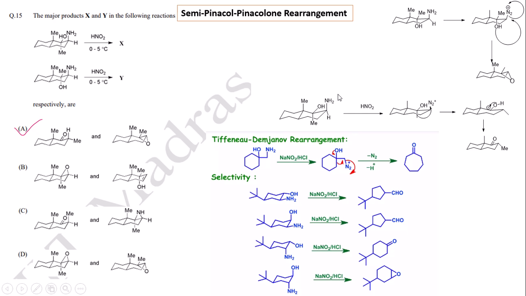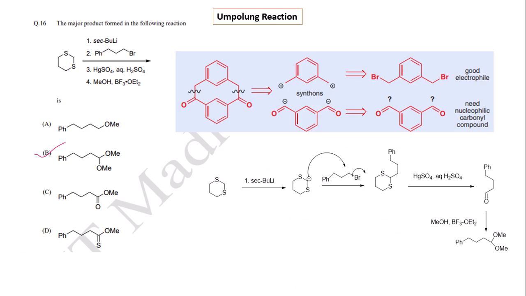Here the hydroxyamine group, after the nitrous acid reaction, produces nitrogen gas, and then the methyl group migrates anti to the nitrogen and produces the carbocation intermediate, and then this carbocation undergoes resonance to produce the carbonyl compound. Similarly, the semipinacol rearrangement is also used for ring expansion reactions, where the cyclohexane derivative is converted to the cycloheptanone derivative. These are some examples where the semipinacol rearrangement takes place and produces the cyclopentane aldehyde derivative or the cyclohexanone derivative or the epoxide compound according to their conformation.